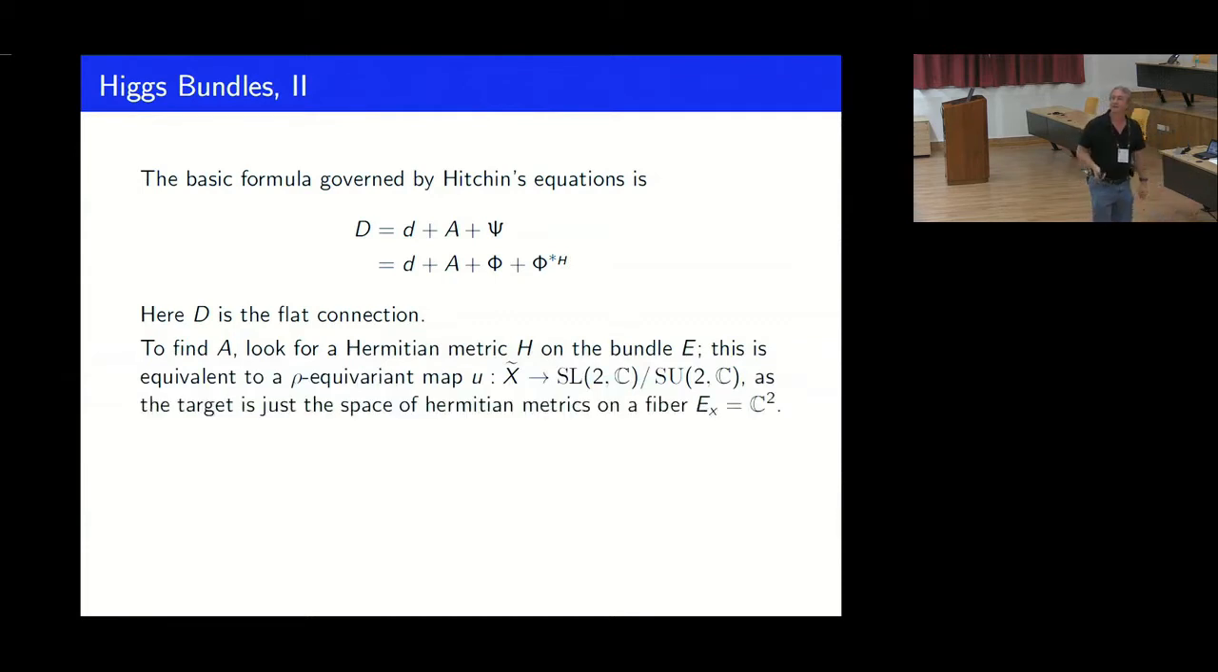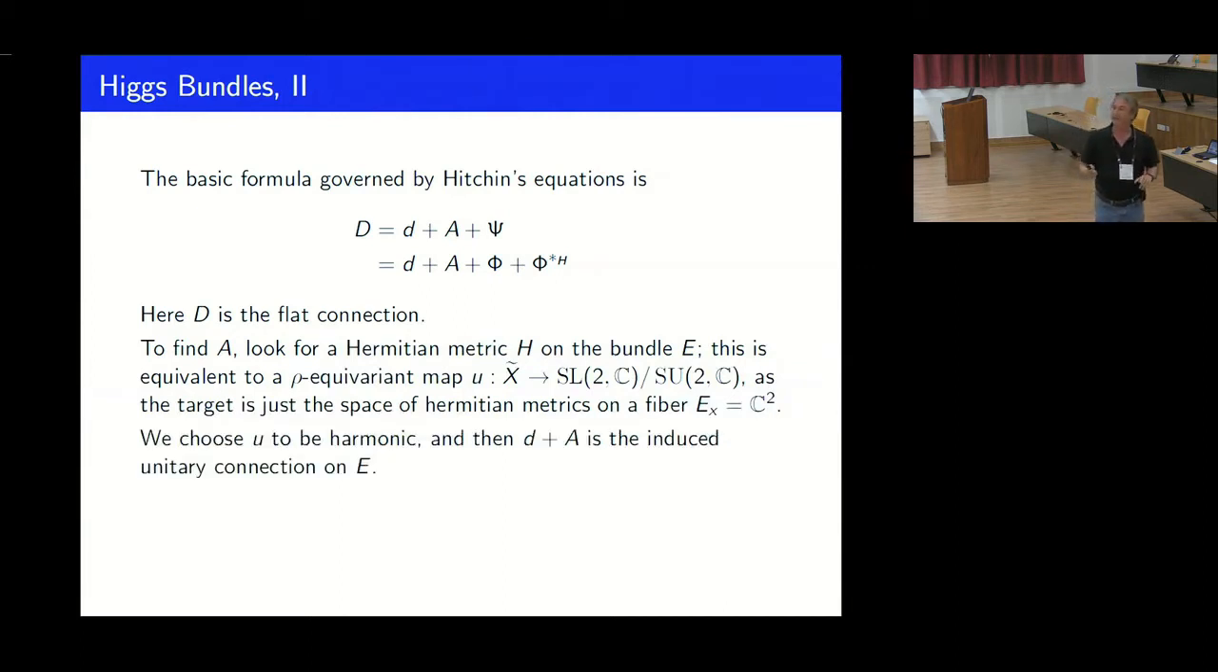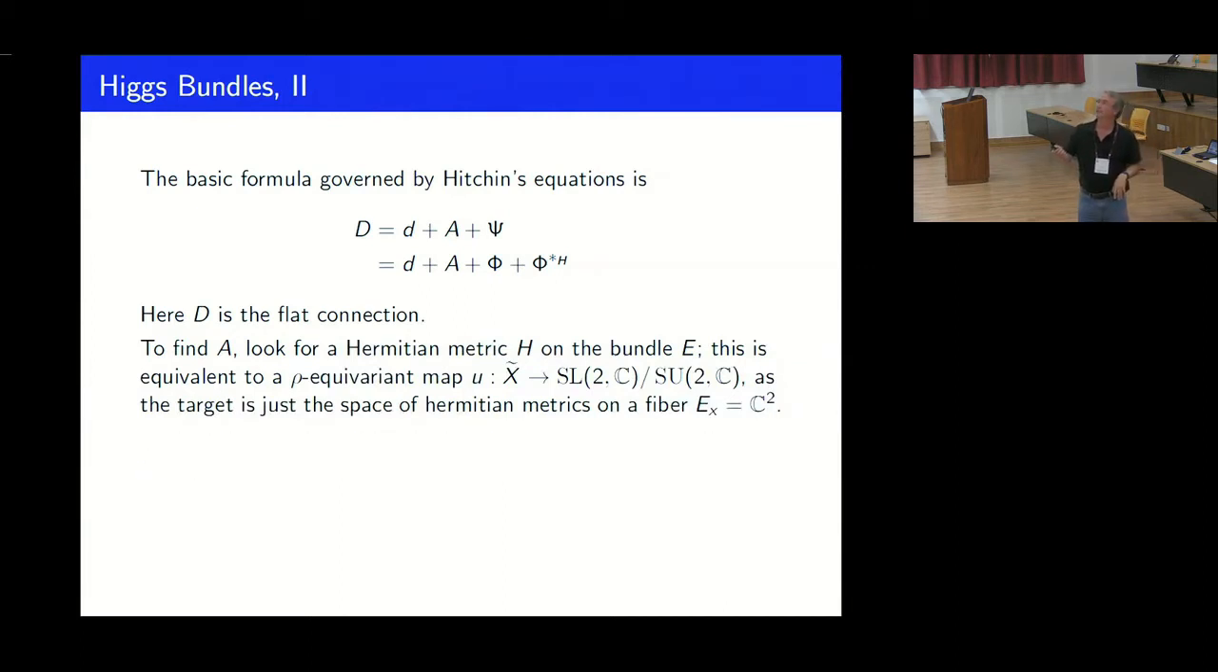Okay, the target is just the space of Hermitian metrics. As you know, one of the problems with slide talks is you actually never know what's going to happen when you click the button. So now I want to pick a really good map. Any map gives me a Hermitian metric. Let's pick a good map.